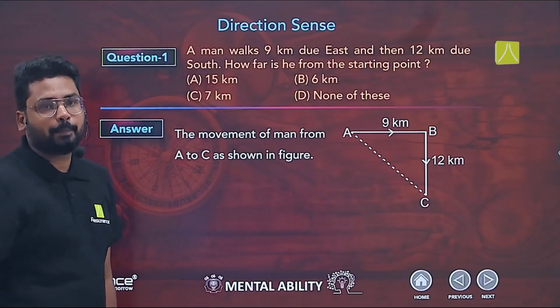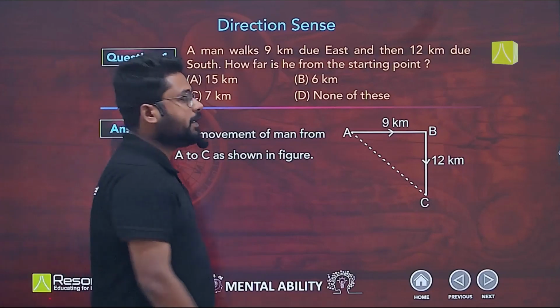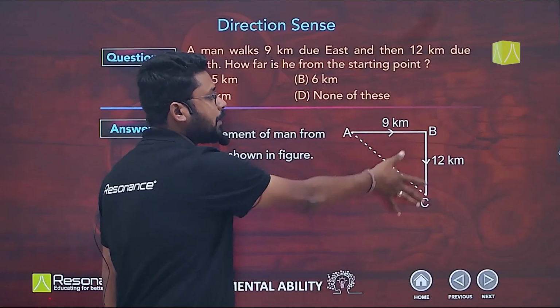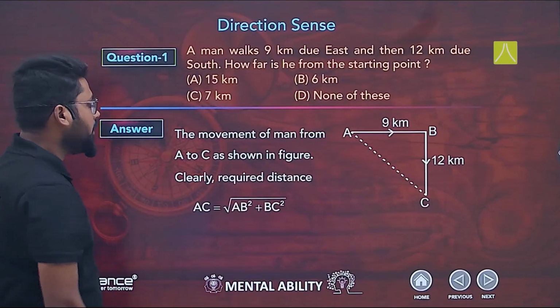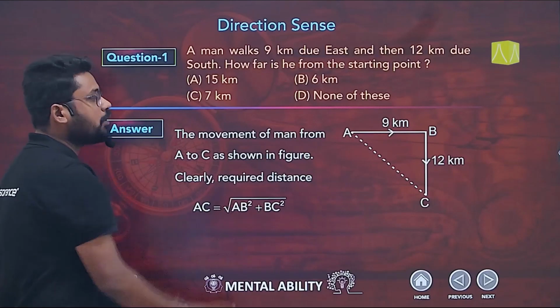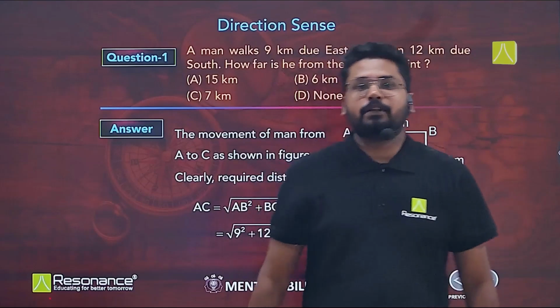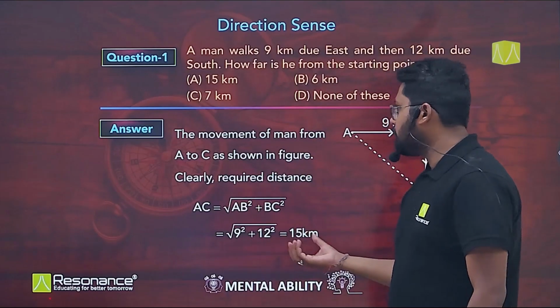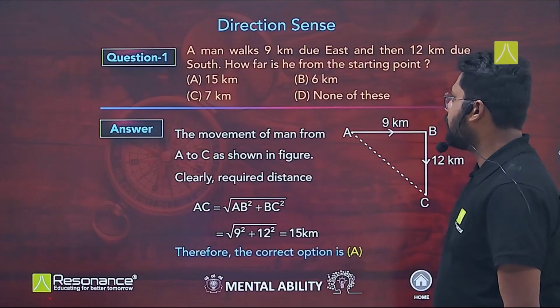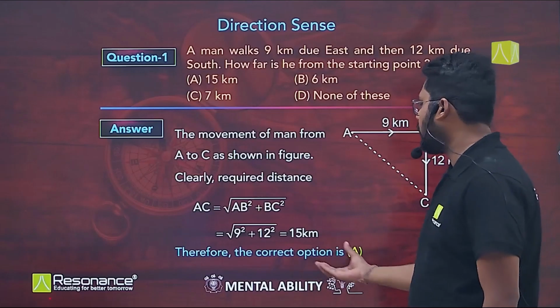Clearly it looks like a Pythagoras right-angled triangle. So we can see that AC square is AB square plus BC square, or AC is the square root of AB square plus BC square. So 9 square plus 12 square is 225, and the square root of 225 is 15. So AC is 15 kilometers. So we can say that the correct option is A.